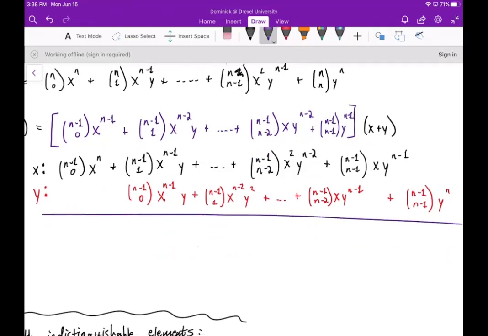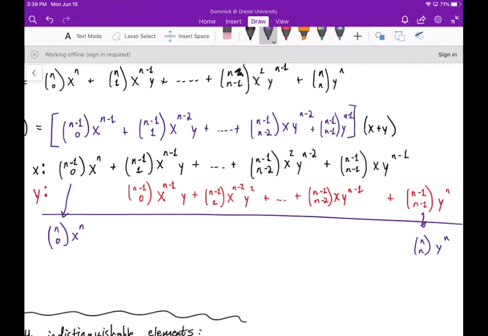Now I only have one x to the n and one y to the n term, and both of their binomial coefficients are going to be equal to 1, so I'm going to change this to an n choose 0, x to the n, right, because these two are equal, and this is going to be an n choose n of y to the n. I'm allowed to do that because n choose n and n minus 1 choose n minus 1 are the same thing, just as n minus 1 choose 0 and n choose 0 are the same thing.